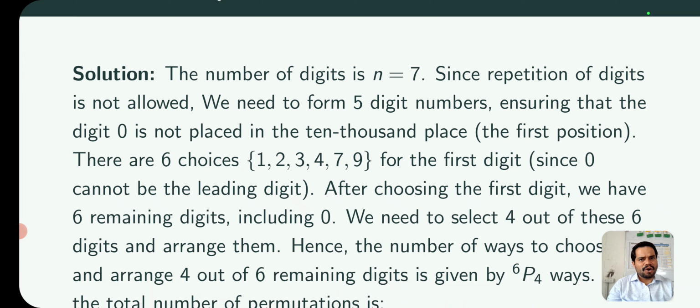The digit 0 cannot be placed in the 10,000 place. Why? Because if you place it there, the number is not a 5-digit number. Do you get my point? So out of these 7 digits, only 6 digits can be used in the first position, because 0 cannot be the leading digit. After choosing the first digit, we have 6 remaining digits including 0. So we need to select 4 out of 6 digits and arrange them.